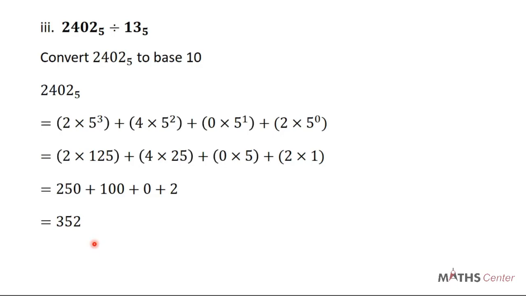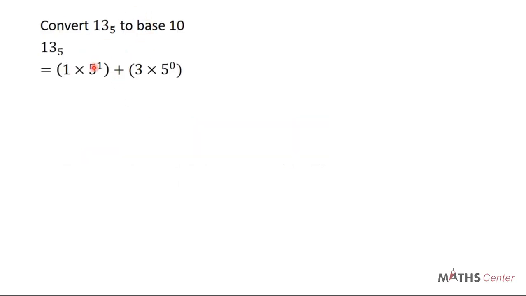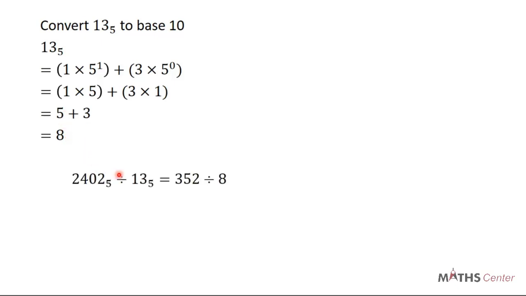So we can say that if you convert 2402 base 5 to base 10, you are going to have 352. Then you now convert 13 to base 5. So in converting 13 to base 5, you are going to have 1 times 5 exponent 1 plus 3 times 5 exponent 0. So you multiply 1 with 5, you multiply 3 with 5. Then we order the bases, so 0, 1. Now this is going to give us 1 times 5 plus 3 times 1, and you add everything, you are going to get 8.